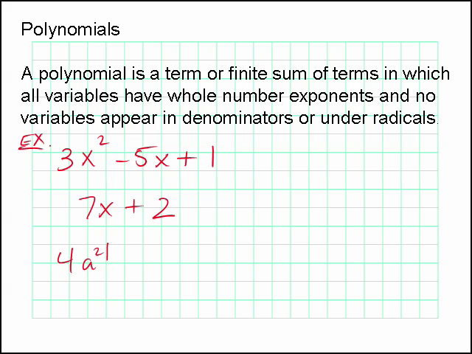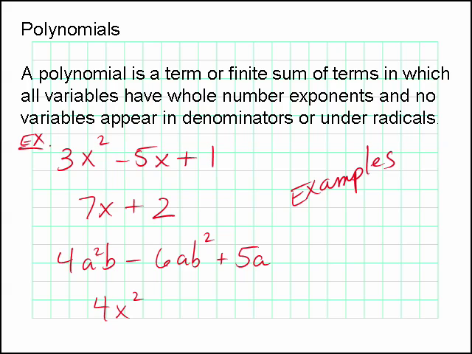4a squared b minus 6ab squared plus 5a. That is another polynomial with three terms. And you can even have something like 4x squared. That is also a polynomial, and that is only one term. So these are all examples of polynomials. All the variables have whole number exponents.